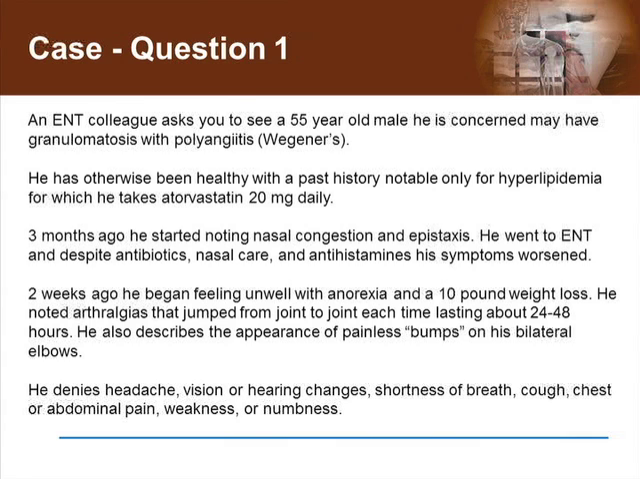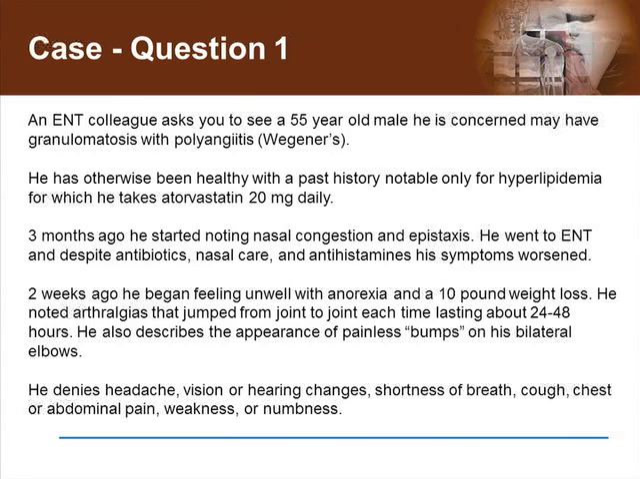An ENT colleague asked you to see a 55-year-old male he is concerned may have granulomatosis with polyangiitis Wegener's. He has otherwise been healthy with a past history notable only for hyperlipidemia, for which he takes atorvastatin 20 milligrams daily. 3 months ago, he started noting nasal congestion and epistaxis. He went to the ENT physician, and despite antibiotics, nasal care, and antihistamines, his symptoms worsened. 2 weeks ago, he began feeling unwell with anorexia and a 10-pound weight loss.